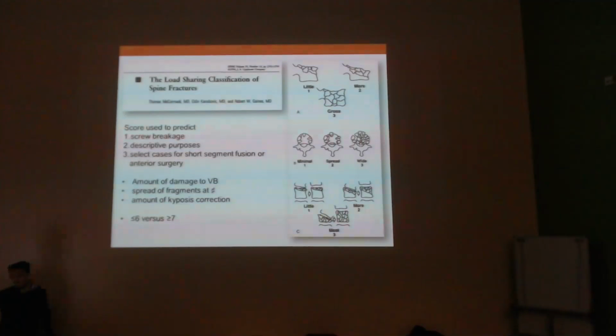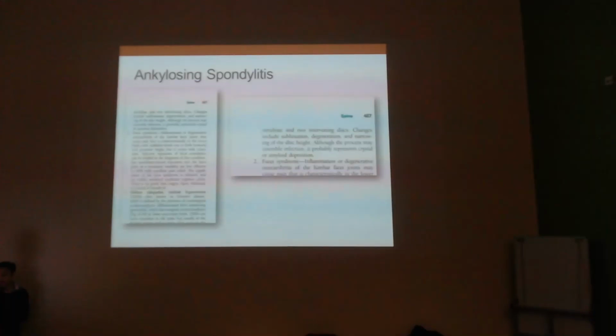Essentially, it's a classification system based on a very small number of patients, and they classified it according to sagittal comminution on the CT, how close the fragments were together, so fragment apposition, and then the amount of kyphosis. And essentially, if you scored 7 or more, you should go anteriorly and do a corpectomy.